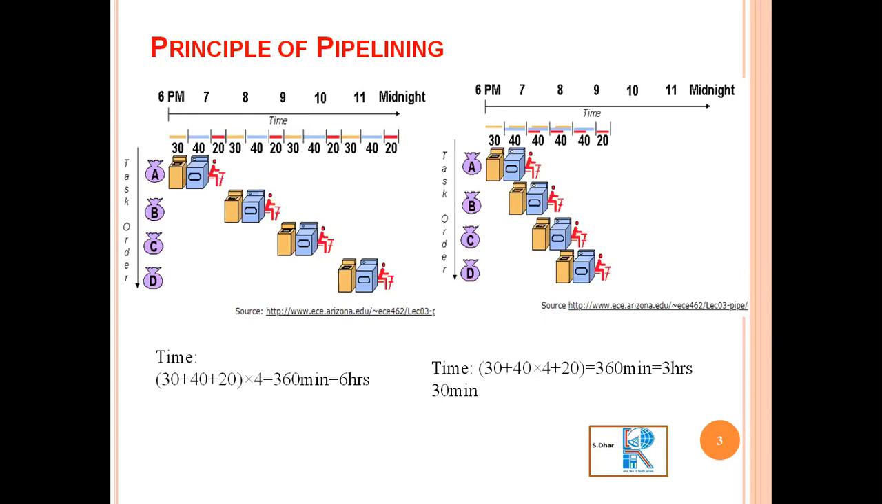From here it is clear, because this takes the total 6 hours and this takes almost half, that means 3 hours 30 minutes. So this is actually the principle of pipelining. From this example, you will be clear what is the principle of pipelining. Now the same technique is used in the computer system for the execution of a set of instructions. The same technique of pipelining is used.